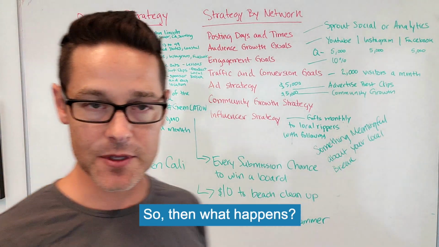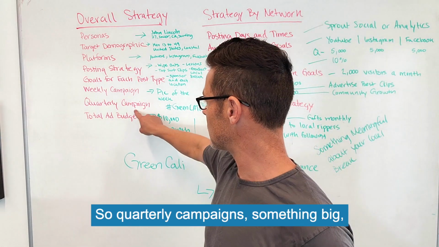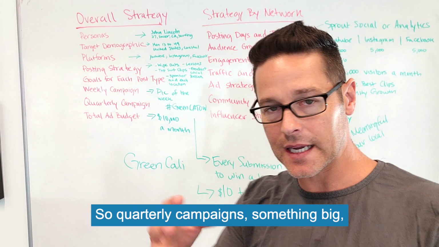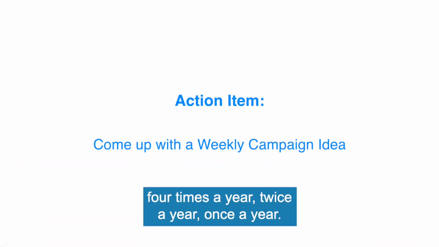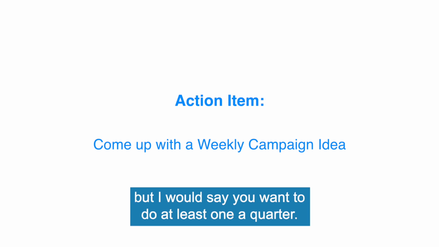So then what happens? Well, we want to have a lot of this build into a quarterly campaign. So quarterly campaigns, something big, 4 times a year, twice a year, once a year. It's very important in social media marketing. But I would say you want to do at least one a quarter.